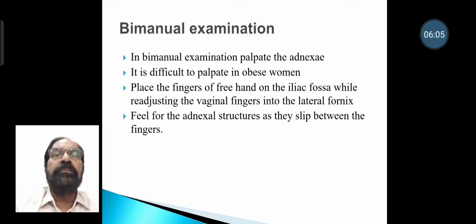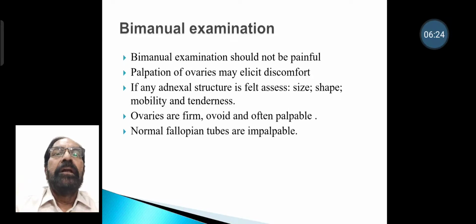Bimanual examination: palpate the adnexa. It is difficult to palpate in obese women. Place the fingers of the free hand on the iliac fossa while readjusting the vaginal fingers into the lateral fornix. Feel the adnexal structures as they slip between the fingers. Bimanual examination should not be painful. Palpation of ovaries may elicit discomfort.